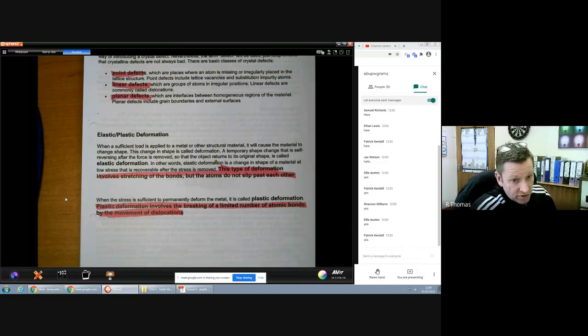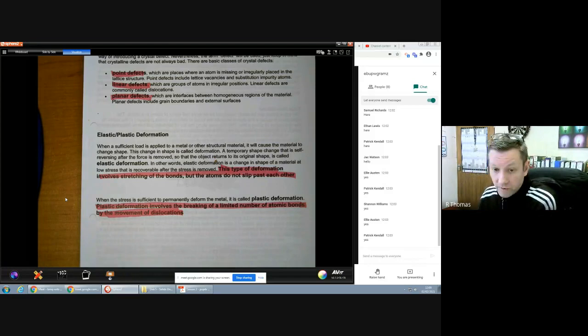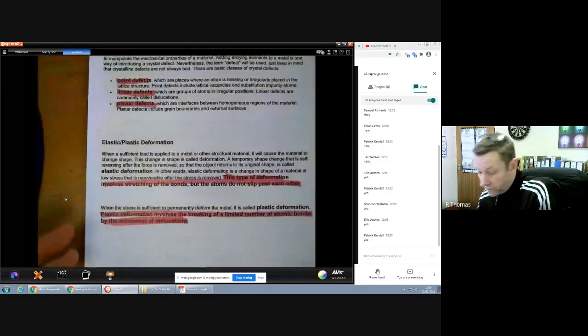Now, if it does go back to the original structure, it's called an elastic deformation. And that, as you can see there highlighted, involves stretching the bonds between the atoms, but they don't move or slip past each other. However, if you reach that elastic limit and stretch that bag so when you let it go, it doesn't go back to its original form, that's called a plastic deformation. And it does involve breaking a certain number of atomic bonds, okay, by movement of a dislocation, which I'm going to show you very shortly. Right, so turn over the page, okay?